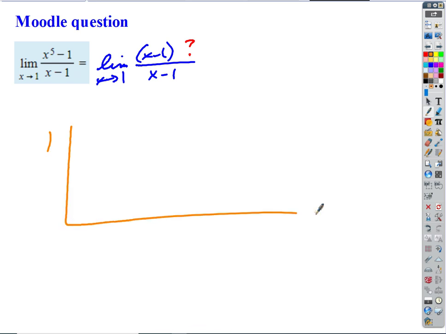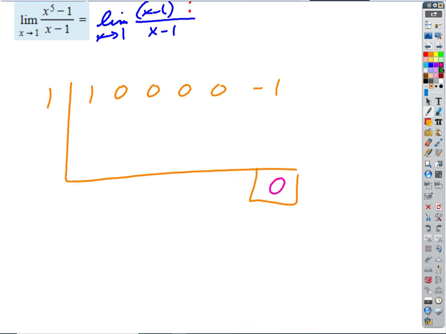What are my coefficients? 1, 0, there you go. What do we know the remainder has to be? It's gotta be zero, right? We know that x minus one has to be a factor of x to the fifth minus one, doesn't it? Okay, so then, if we do the math here, we drop this guy down, I'm gonna get one, one. What do you know?